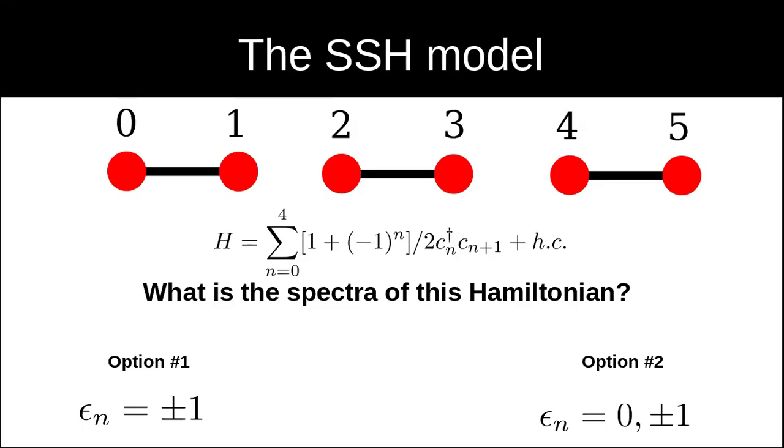So maybe the first question to ask yourself is, what is the eigenbasis of the Hamiltonian? What is the spectrum of this Hamiltonian? And if you think a little bit, you will figure out that the eigenenergies are plus minus 1. So you effectively have dimers that are decoupled. And when you have these decoupled dimers, essentially the eigenenergies are the eigenenergies of each dimer individually. And so you have bonding and anti-bonding states that have energy plus minus 1.